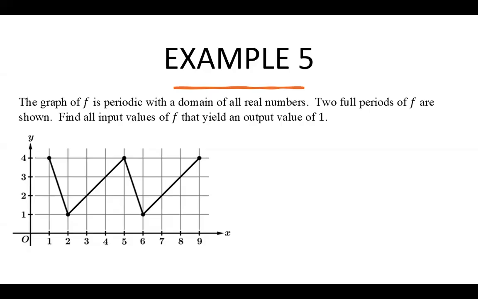What would be the rule or pattern that I would get to find out every time I would get a one as my output?